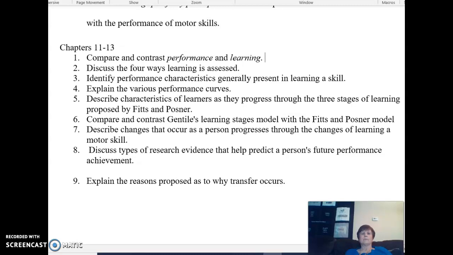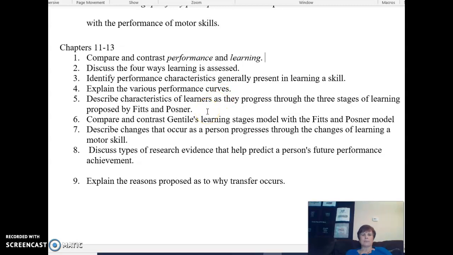We spent some time looking at how people change over time, how a novice performs a skill, and what they might look like versus how an expert might. Performance characteristics as you go through the process of learning a skill. Again, be able to explain the various curves. That's on there twice, so you know that's important. Make sure you know the 4 performance curves, and you can explain each one in detail.